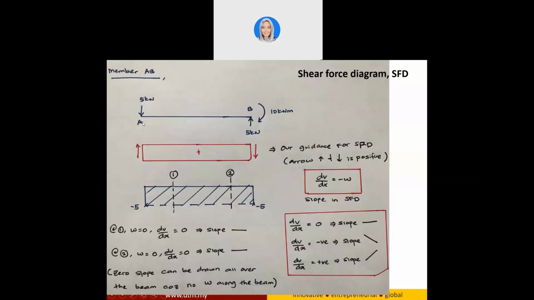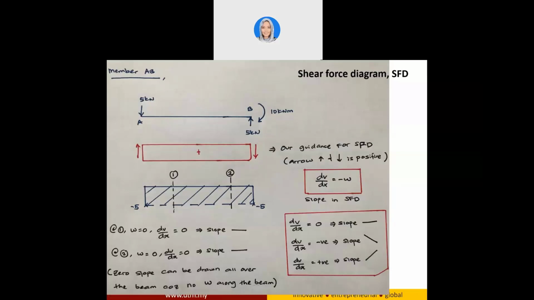Okay, so it is a negative arrow. Here our guidance, if it is pointing upward, is positive. Pointing downward here is also positive. Since our arrow here, the point load, is pointing downward, it's going to be downward here, 5 kilonewton negative.